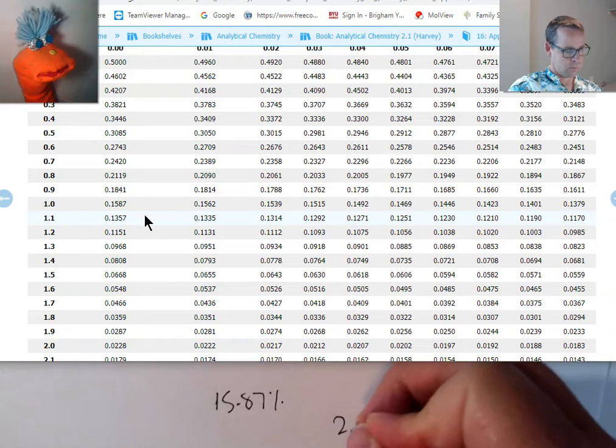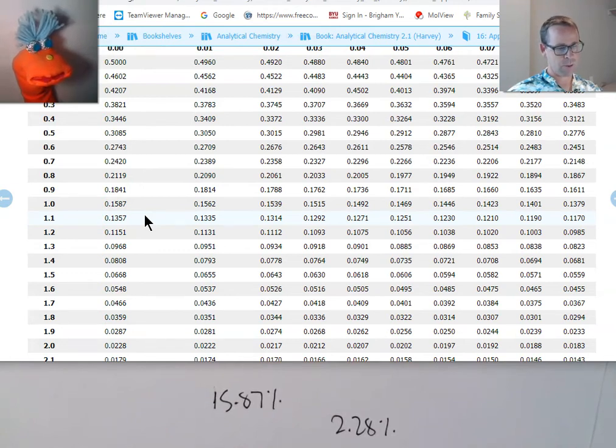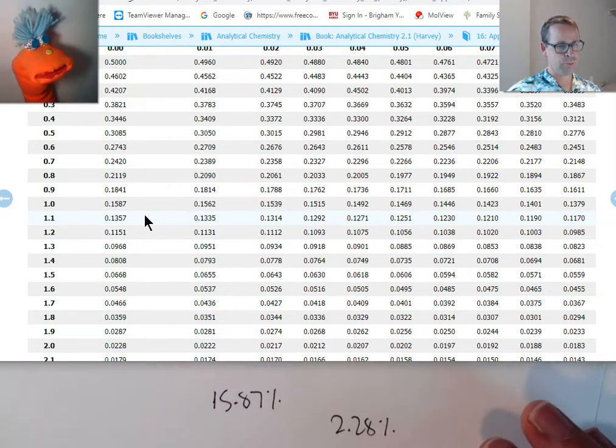2.28%. Okay, so what are those values? Let's see. Which one was the upper? The Z equals 1 was the upper. So that means that 15.87% are above 245, and the 2.28% are below the 240.